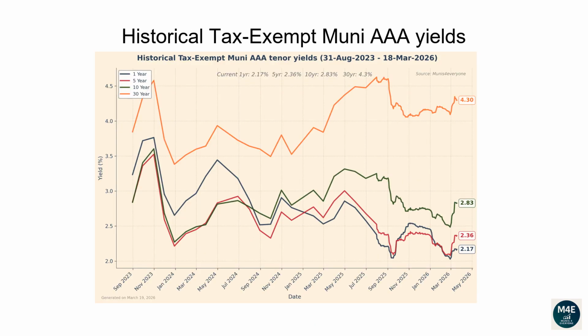This line plot and the next plot show how each tenor of the Muni yield curve has changed over time. From the 31st of August 2023 to the 18th of March 2026, the 1-year yield has dropped from 3.24 to 2.17. The 5-year yield has dropped from 2.85 to 2.36. The 10-year yield has dropped from 2.84 to 2.83. The 30-year yield has increased from 3.85 to 4.3.